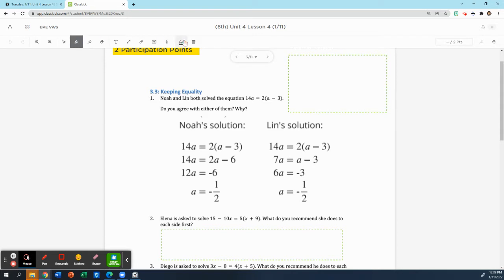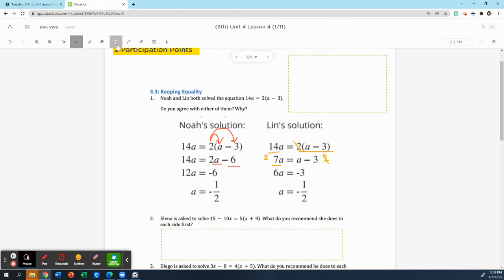Noah and Lynn made a different choice about how to solve for these equations. Noah decided to distribute, just like in the do now, his 2. And so he ended up with 2a, because 2 times a is 2a, and negative 6, because 2 times negative 3 is negative 6. In contrast, Lynn decided to divide both sides of her equation by 2. When she divided the left side by 2, 14 divided by 2 is 7a. And when she divided the right side by 2, the 2's canceled out.